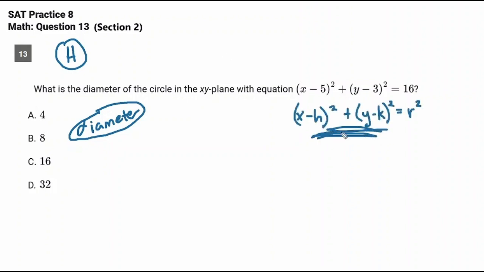All this stuff doesn't matter in this question. R squared, what do you think R is in a circle formula? It's radius. So R squared is 16. So what's R? It's 4. So what's the radius? It's 4. Do you know what diameter is? It's twice the radius. So it's 2 times 4, which is 8.